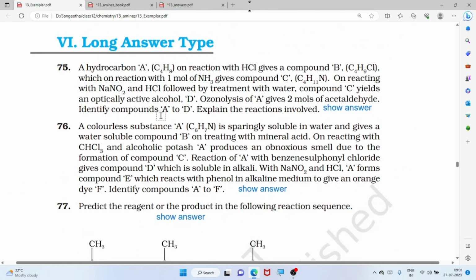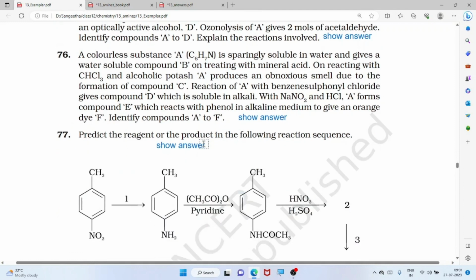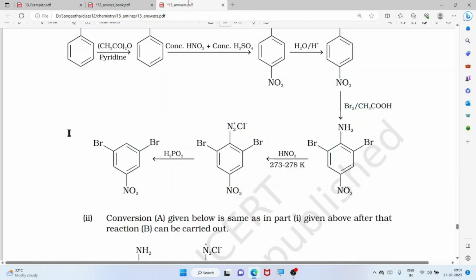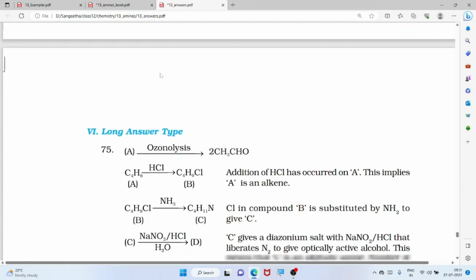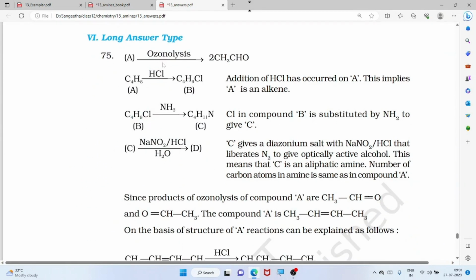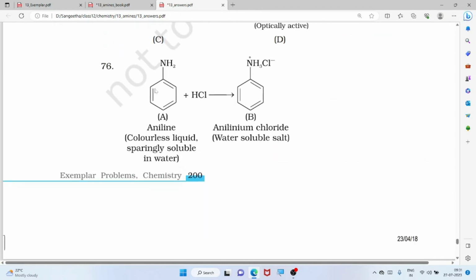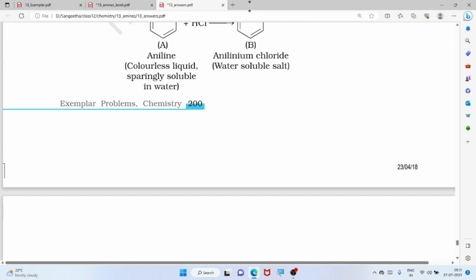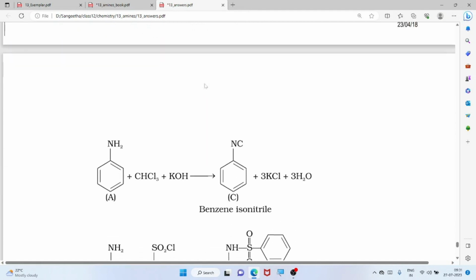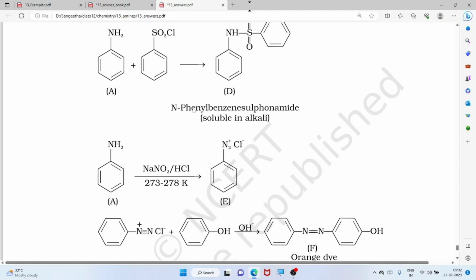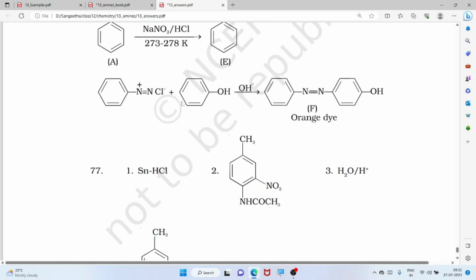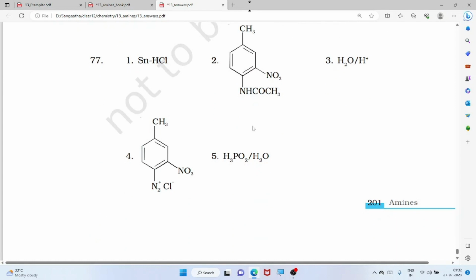Long answer type 75. So you can go through these answers. These reactions, ozonolysis, and what compound is formed, how these B, C and other things are formed, okay, and the details for the 76. Water soluble salt, colorless liquid sparingly soluble. This is sparingly soluble, water soluble. Okay.